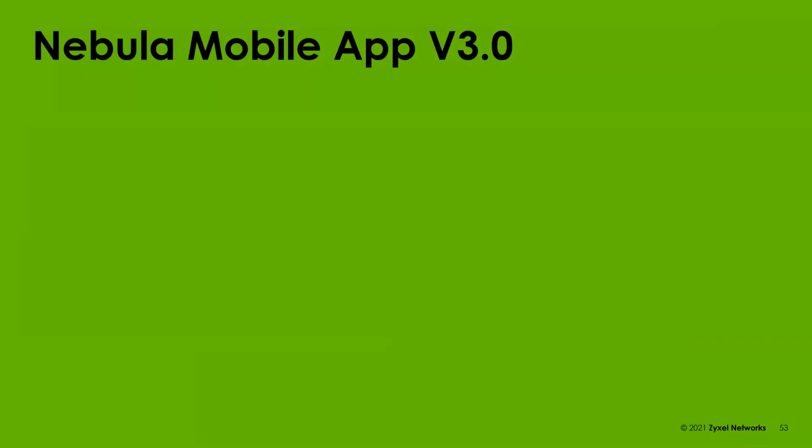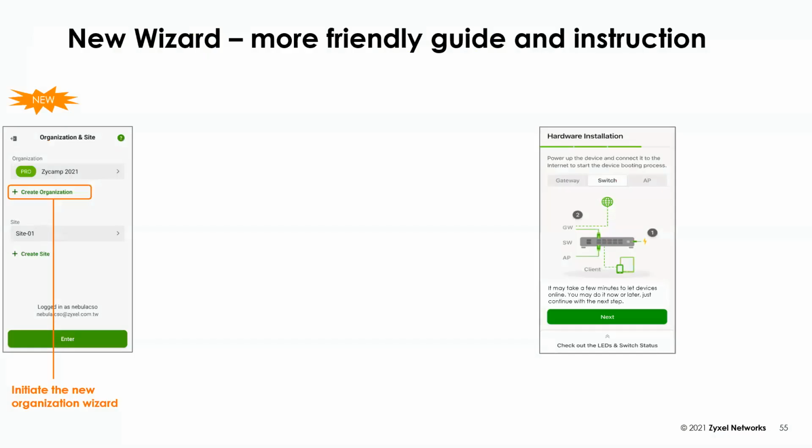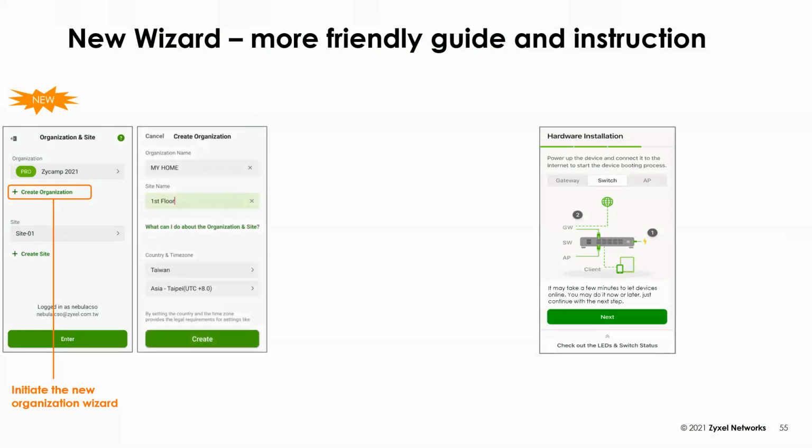So you can simply upload that file after you get it. And then the next major enhancement that we're going to talk about is we have rolled out a significant upgrade to the Nebula mobile app. We are now on version 3.0. So we've enhanced the setup wizard. So when you're setting up a new organization, we've enhanced that to make that go a lot smoother for you.